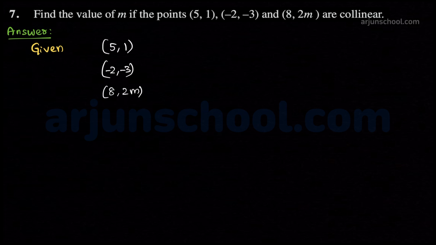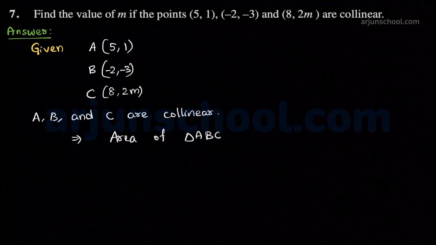We are given 3 points. Let us consider them as A, B, and C. We are also given that A, B, and C are collinear points. We know that if A, B, and C are collinear, then the area of the triangle formed by these 3 points must be 0. Area of triangle ABC must be 0.